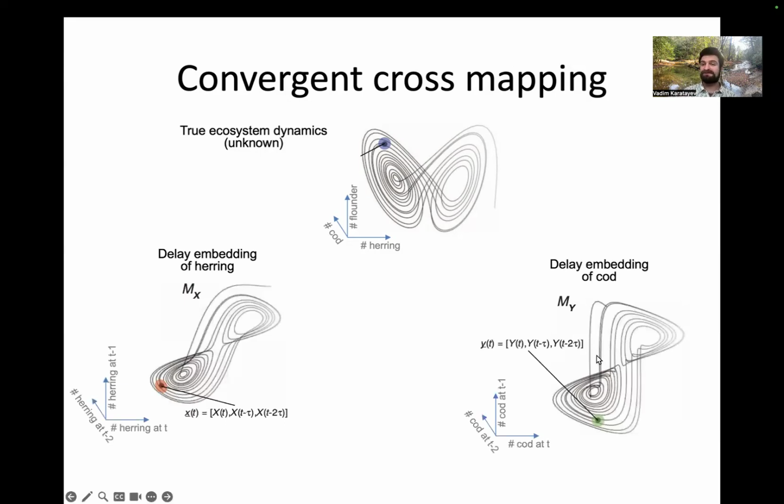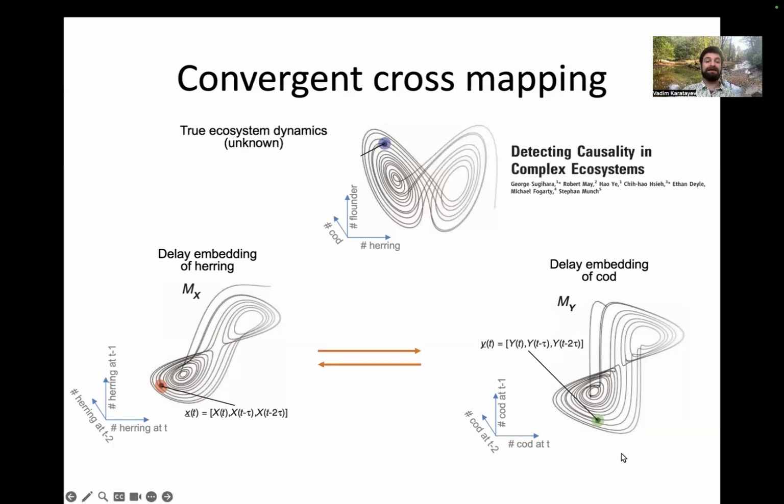We can do the same thing if we also have just the time series of cod. And then we can ask, how are these manifolds related? In particular, can we use the map of the herring dynamics to predict changes in cod? Specifically, as we put more time points in, as we have a better map of herring, are we able to predict cod better? If they're really sharing the same attractor, they should be very closely related.